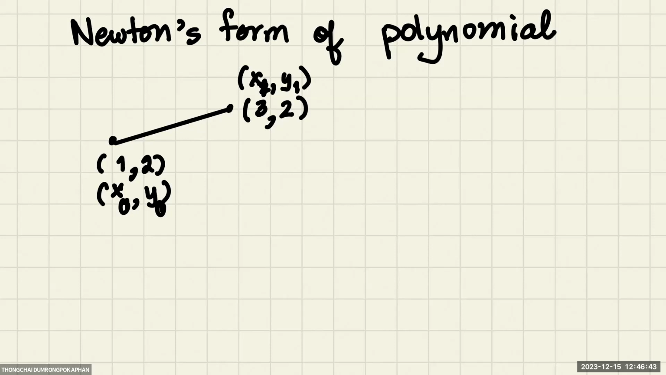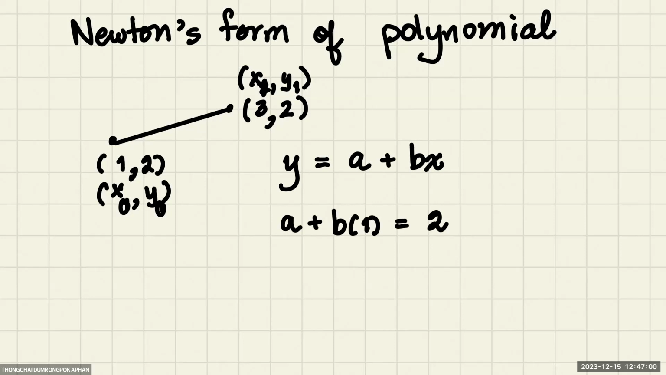Now I say that the straight line is Y equal to A plus B times X, right? So I have 2 equations. I get A plus B times 1 equal to 2. And I have A plus B times 3 equal to 2. Okay. No, I shouldn't make the same number, because making the same number is kind of easy, right? Okay. So I have these two equations. I find the values of A and B.